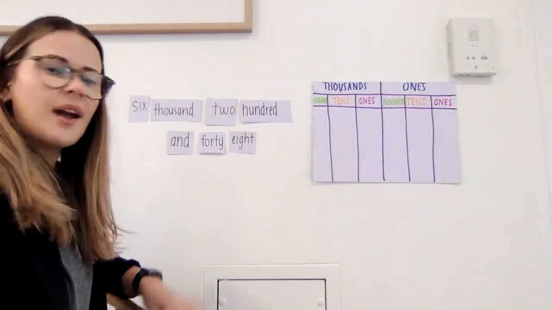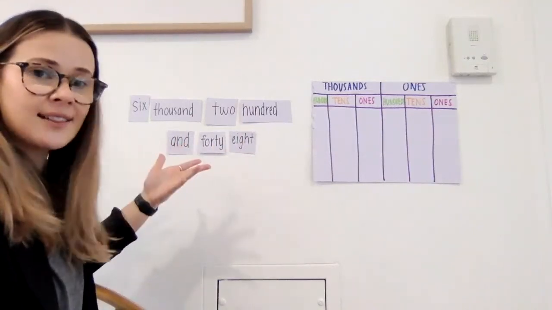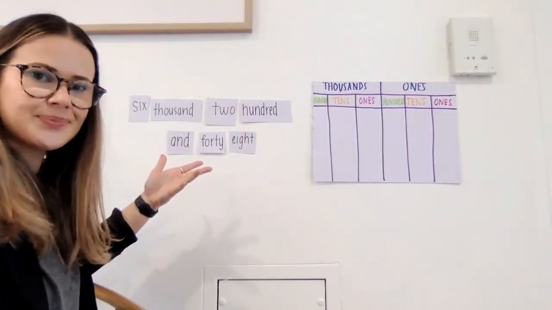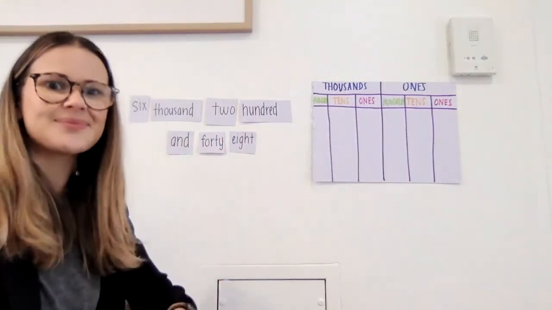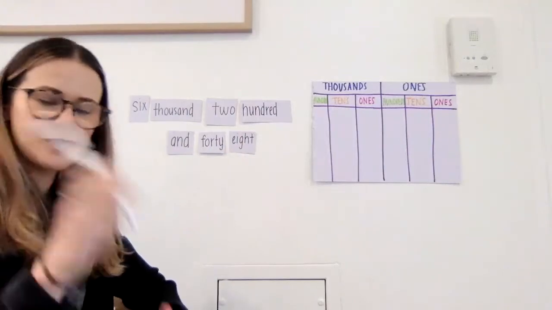Remember, it's really important to say this out loud to make sure it makes sense. Now, does that number make sense? Is that a correct number? So now I need to write it into my place value chart.